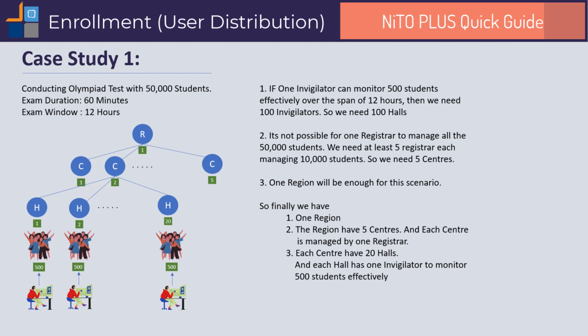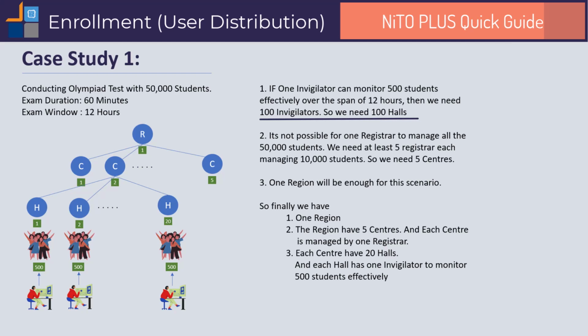The exam is designed to last for 60 minutes, with a 12-hour window. In the case of a proctored test, it is essential to assign an invigilator to monitor each student. Assuming that one invigilator can effectively oversee 500 students within a 12-hour period, we would require a total of 100 invigilators. Consequently, we would need 100 halls to accommodate these invigilators and students.